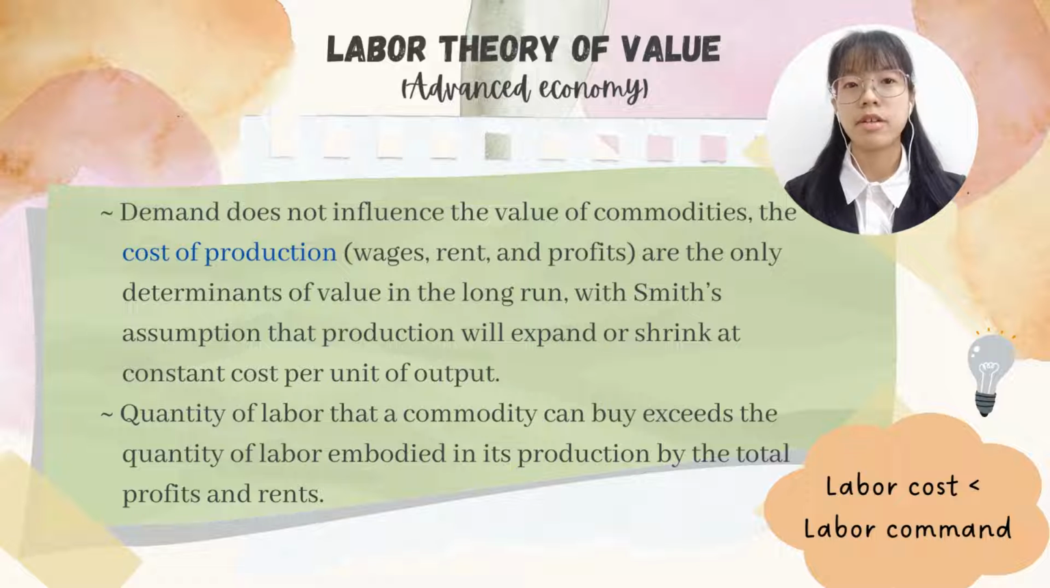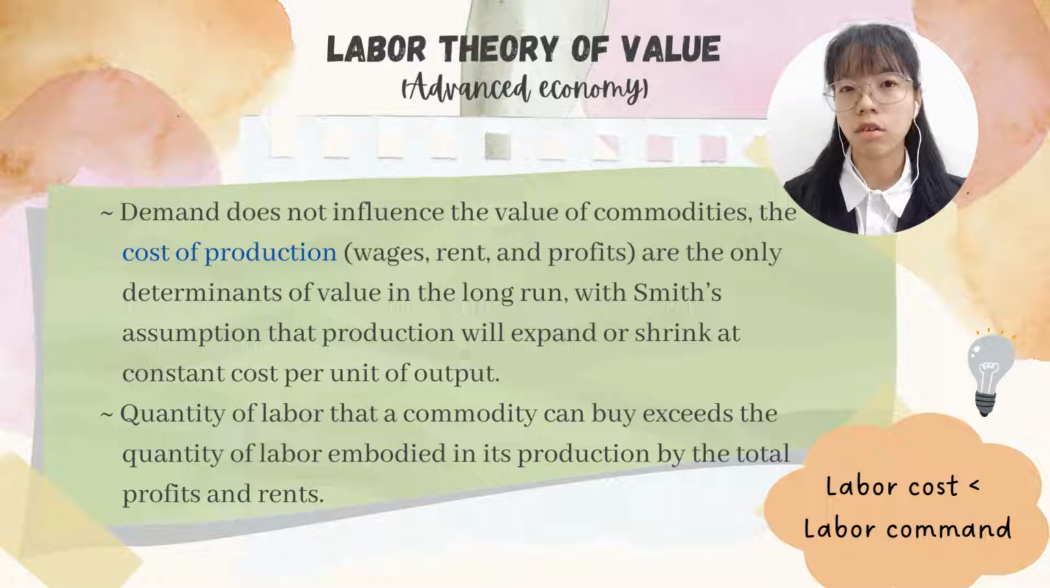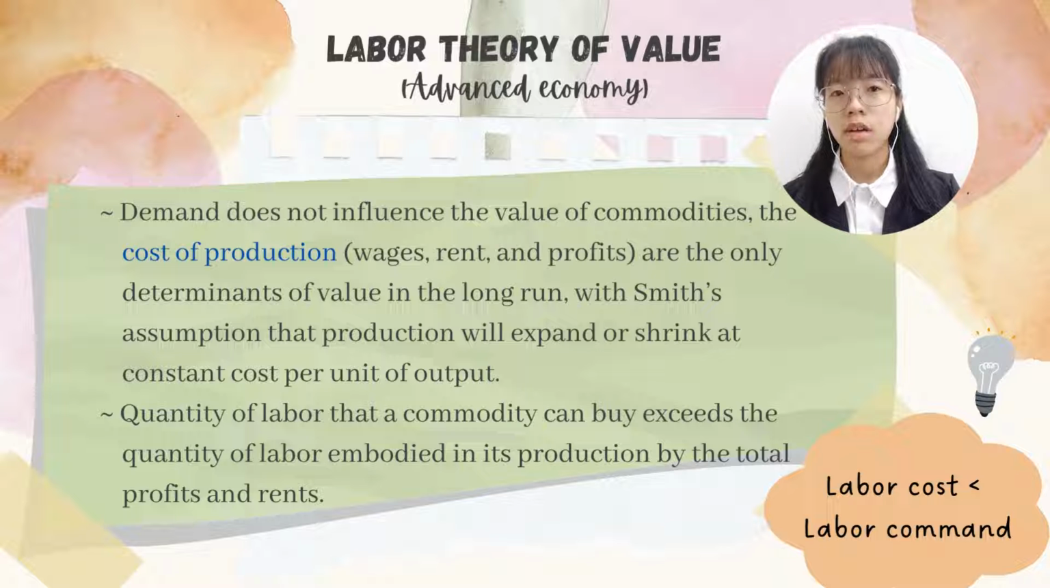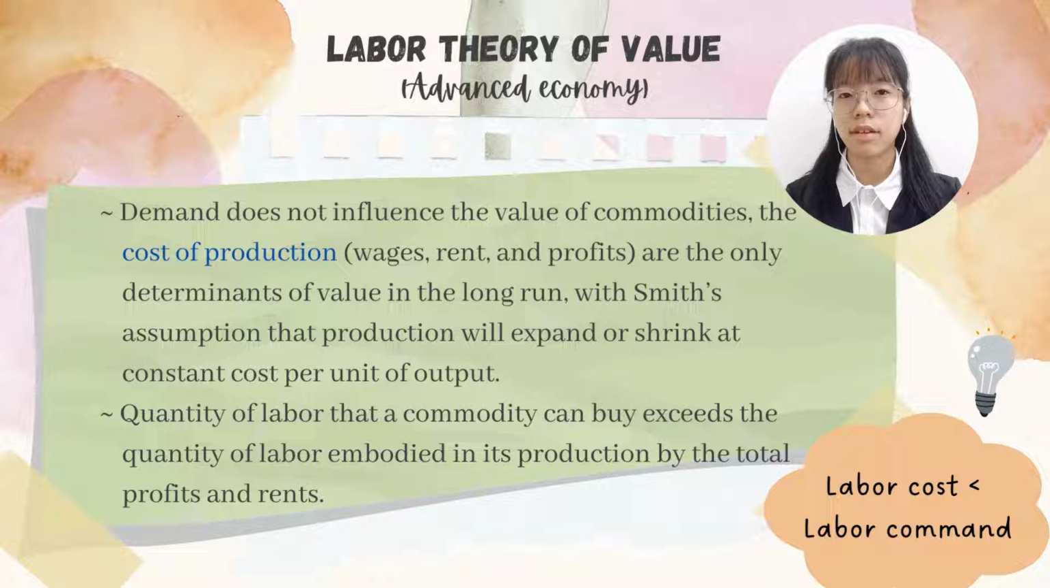Smith also mentioned that demand does not influence the value of commodities. The cost of production, for instance wages, rent, and profits, are the only determinants of value in the long run, with the assumption that production will expand or shrink at constant cost per unit of output. The quantity of labor that a commodity can buy exceeds the quantity of labor embodied in its production by the total profits and rents. The conclusion from the labor theory of value in an advanced economy is that labor cost is less than labor command.